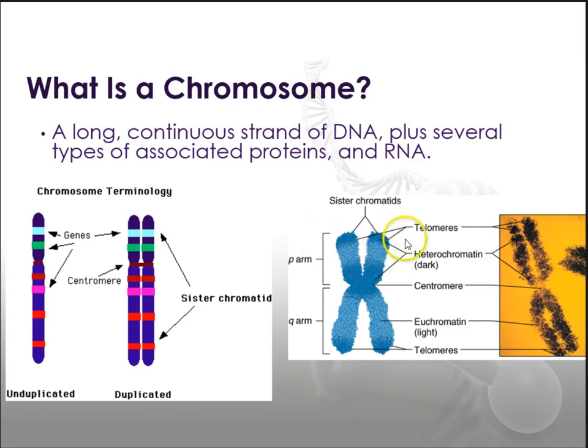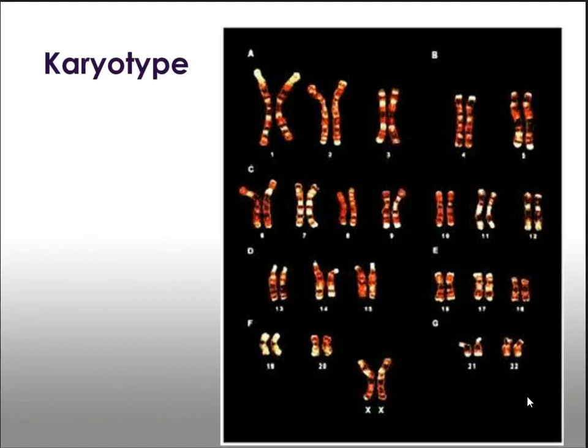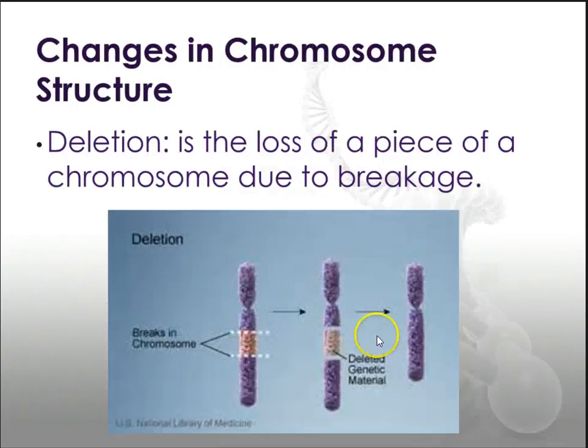The ends of the chromosome are called telomeres, and we'll talk about this later on when we talk about aging a little bit. And then this, of course, is a real chromosome, right? Again, we'll talk about this more when we talk about cells. Here's a karyotype, which actually shows all of the chromosomes in a human female. See that little XX? Now, here are the changes in the chromosome structure.